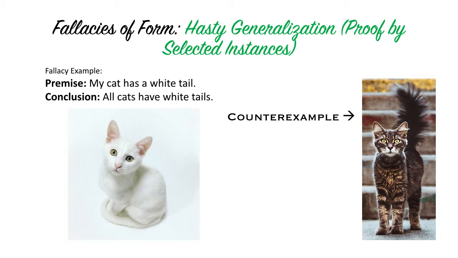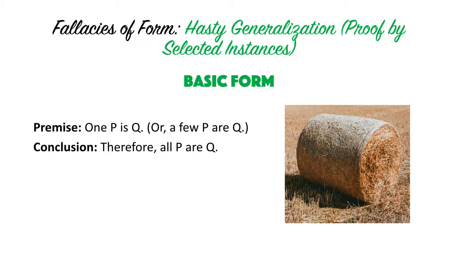In premise-conclusion form, the argument would say this. Premise: my cat has a white tail. Conclusion: all cats have white tails. Our counterexample shows us that this is false. You can see that the general form of a hasty generalization is premise: one P is Q, or a few P are Q. Conclusion: therefore, all P are Q.